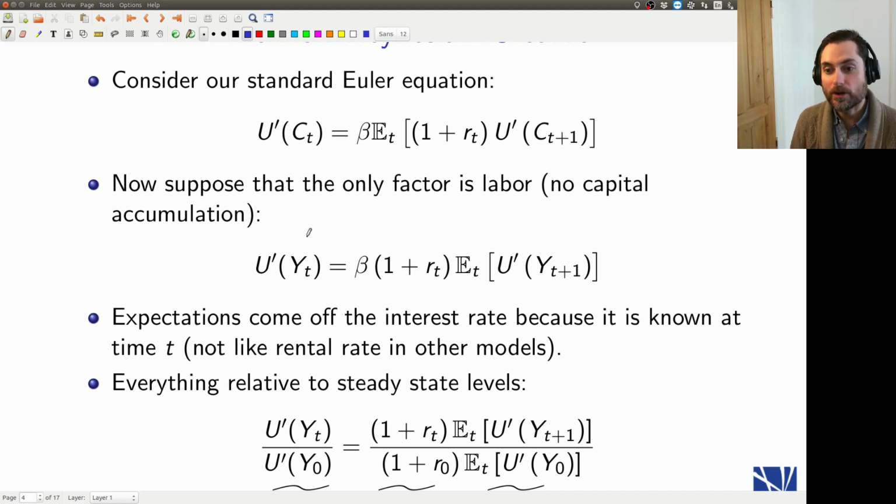One more thing. There's no real savings. There's no saving technology to allow us to take output today and bring it to tomorrow. Since that's the case, consumption today is going to be exactly equal to output today. We don't have a savings technology to let us accumulate any sort of savings or transfer production between times in this model. It's an assumption, but it's going to make our lives a lot simpler because we can just replace C with Y. Okay, so that's the first change.